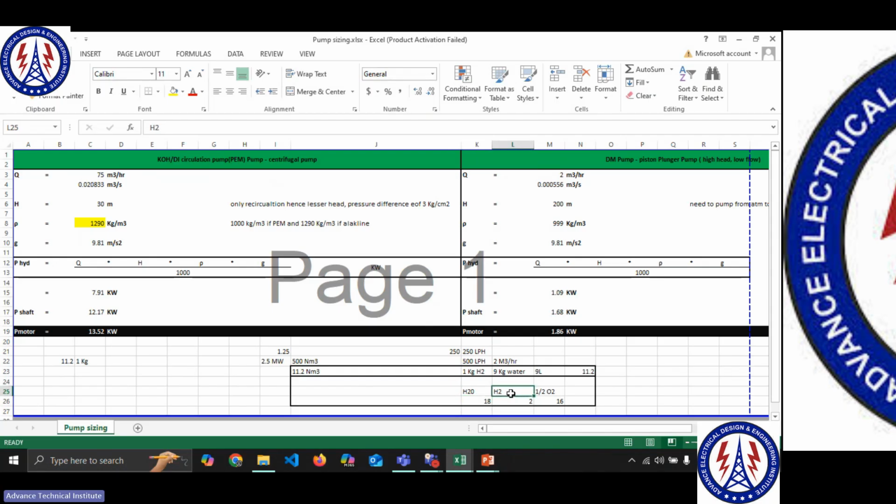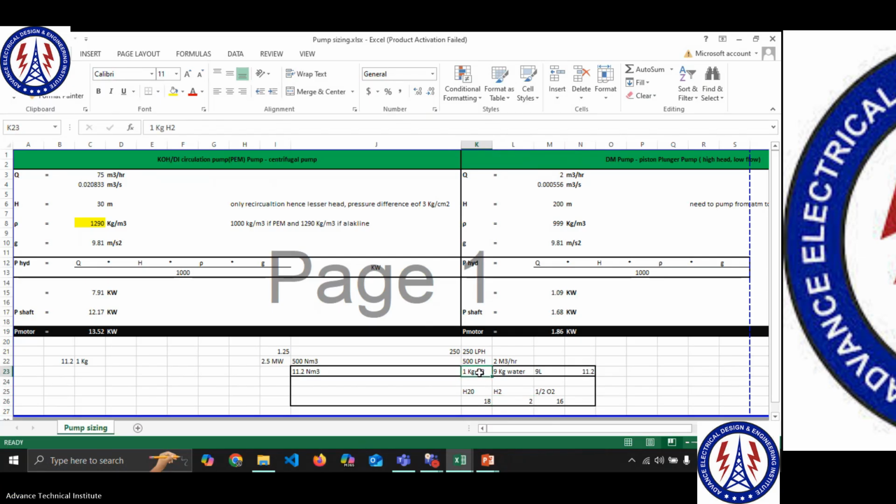H molecular weight is 1, so H2 is 2 kg. Plus half O2, if you balance it. O2 is 32, so half is 16. So if you break down 18 kg of water, you get 2 kg of hydrogen. This is theoretical. Now, if you break down 9 kg of water, it will generate 1 kg of hydrogen.